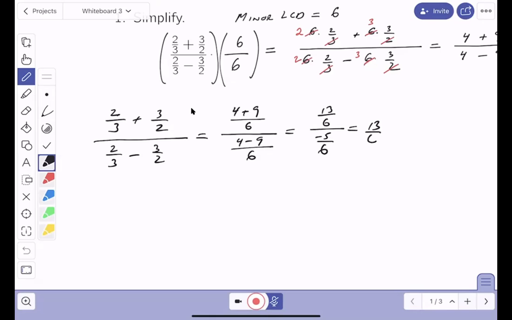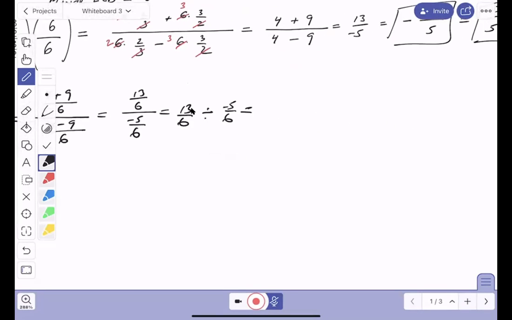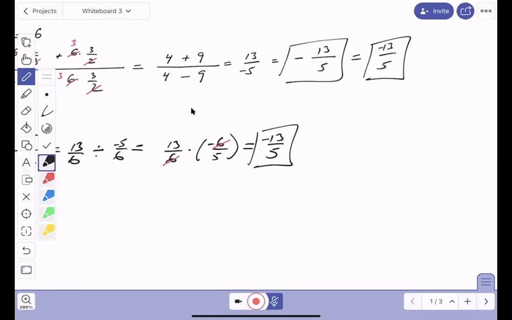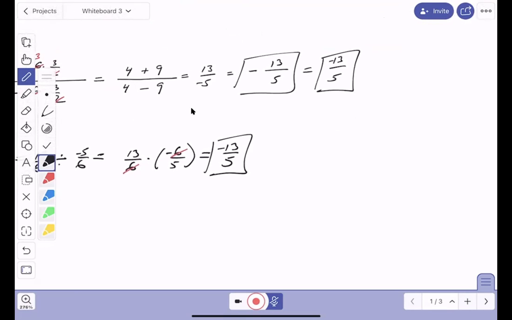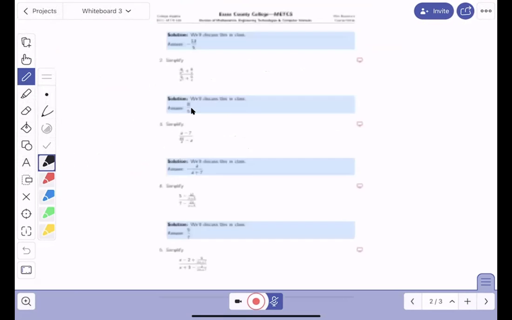This is 13/6 divided by minus 5/6, which is the same thing as saying 13/6 times minus 6/5. What cancels off there? A 6. What are we left with? Minus 13/5. Right? Do we get the same answer? Of course we do. All right, let's go to the next page. Make sure we're staring at that answer. And we are. We're staring at minus 13/5.